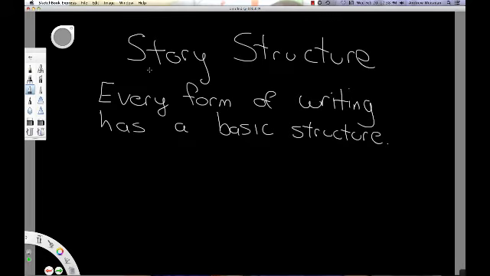In this lesson, we're going to talk about story structure when it comes to writing. All forms of writing have some form of a skeletal structure.